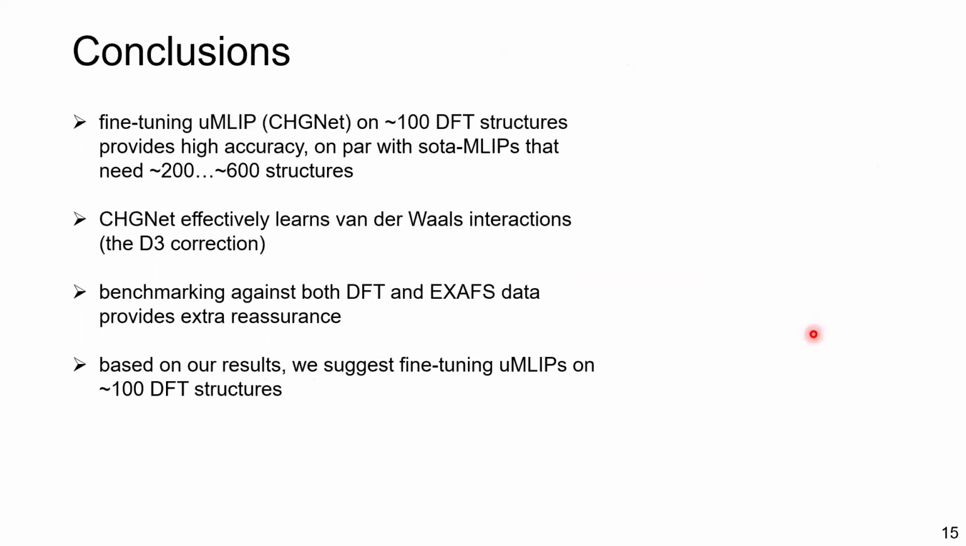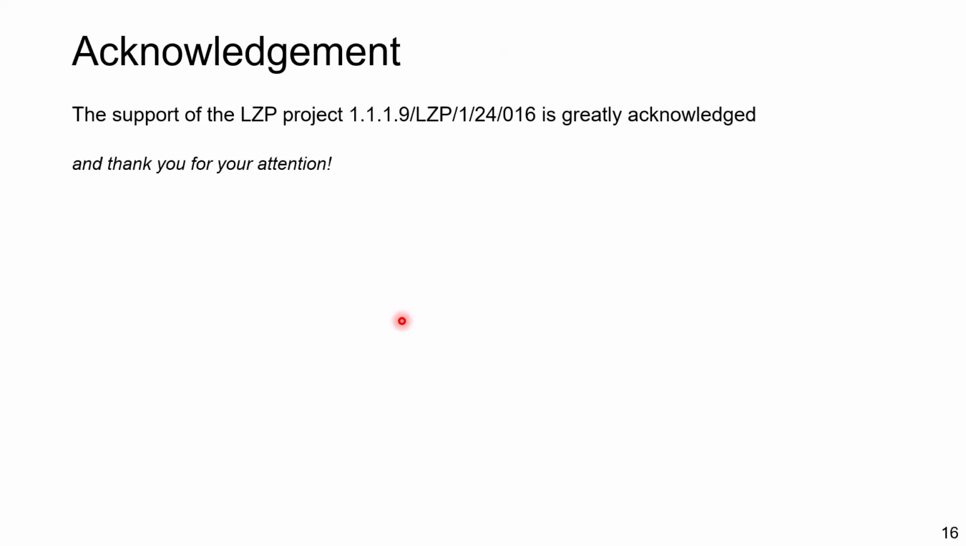These 100-structure recommendations from our data are more appealing than using MLIPs from scratch, since state-of-the-art MLIPs would supposedly require a few more structures. We also see that ChargeNet effectively learns van der Waals interactions, which is very good in my opinion, because it was not trained on them. And this double benchmark on DFT and EXAFS provides us with some extra reassurance on the capacity of the MLIPs. So thank you. I would like to acknowledge the funding agencies, and thank you for your attention.